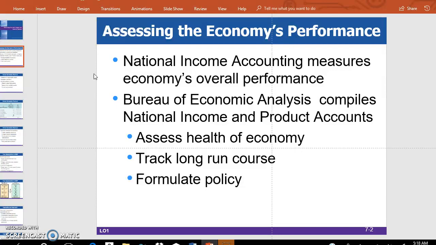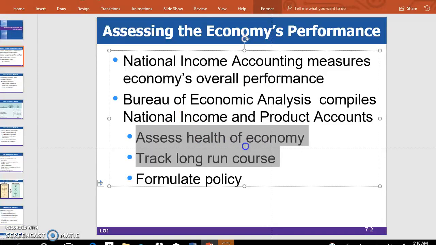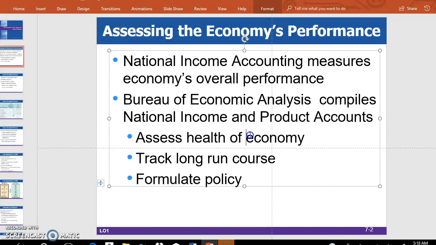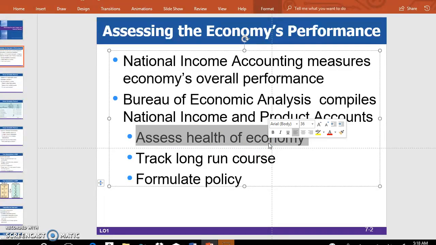So this is the framework we will use to measure the output, which will tell us about the performance of the economy, right? So we will assess the health of the economy. Is the economy doing good or bad? Well, once we measure the size of the output of the economy with this NIPA framework, it will tell us how the economy is doing.